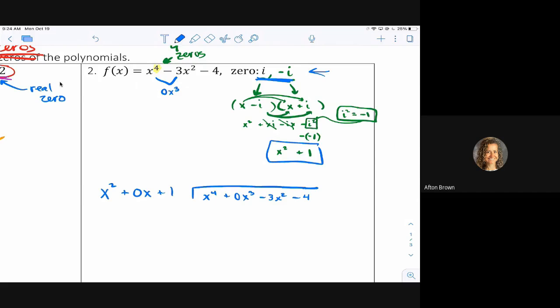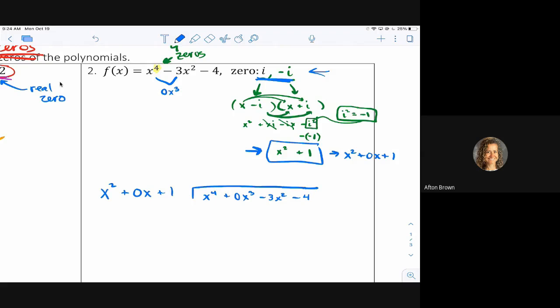Yes? How did you get the x squared, 0x plus 1? So that came from right here. So that's why we did that part. Because once we used the zeros, i and negative i, we took that and we just included the 0 in there. Was that an O and an x? A 0. Yeah, so a 0 because it skipped that one.